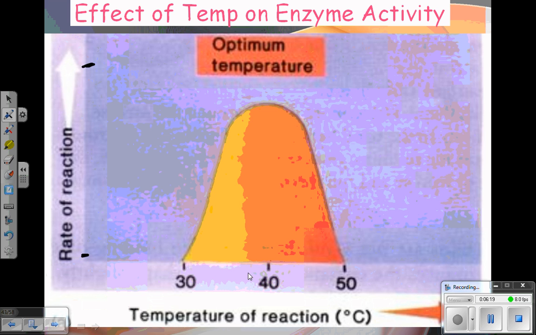This is 30 degrees Celsius. Here's the Celsius part. Here's 40 degrees, here's 50 degrees. Body temperature is around 37, I think. So if you look at this, about body temperature here is about where this enzyme works best. If it gets too hot, the enzyme denatures, and if it gets too cold, the enzyme denatures. So in the human body, it wouldn't get that cold or that hot, so the enzyme would always be working.